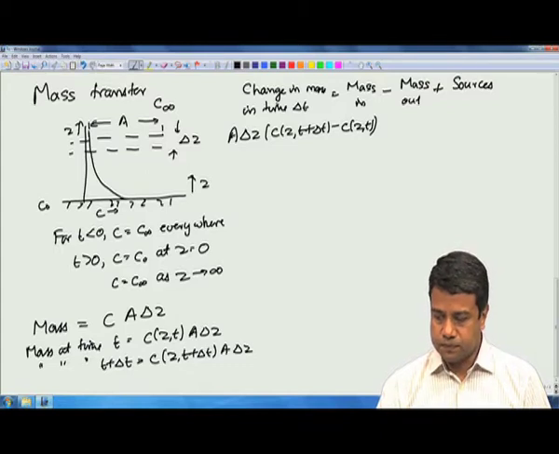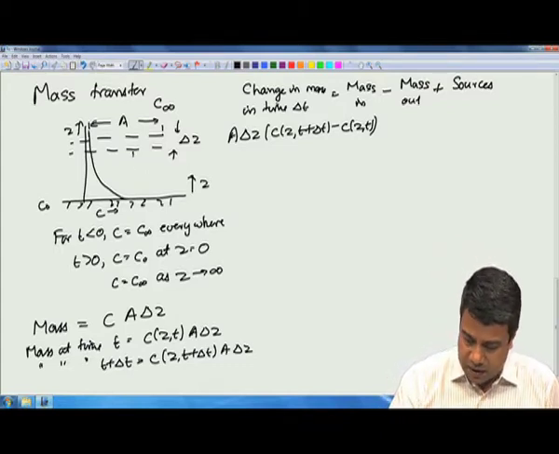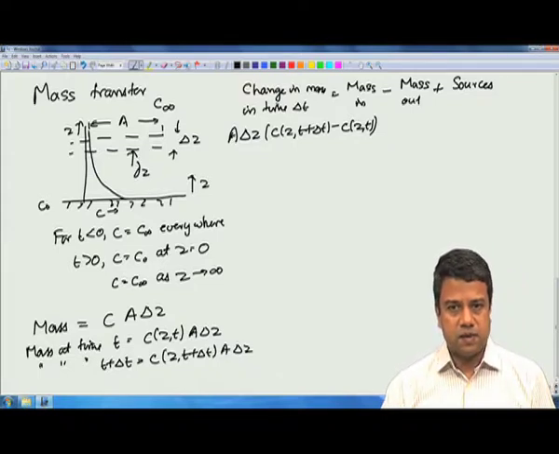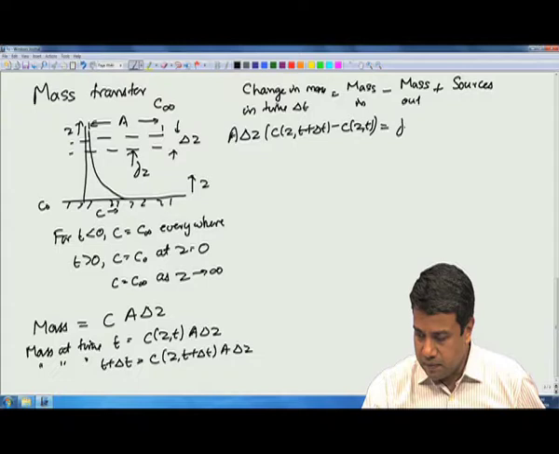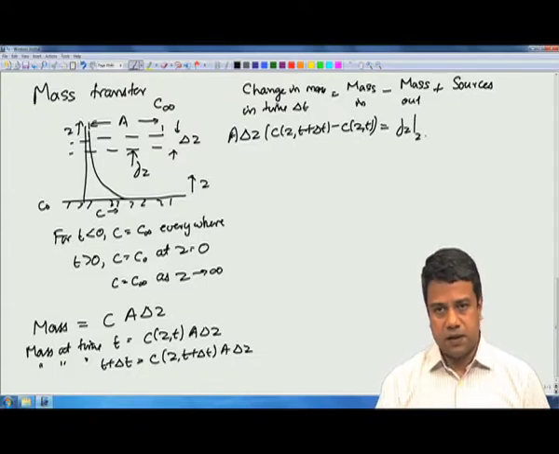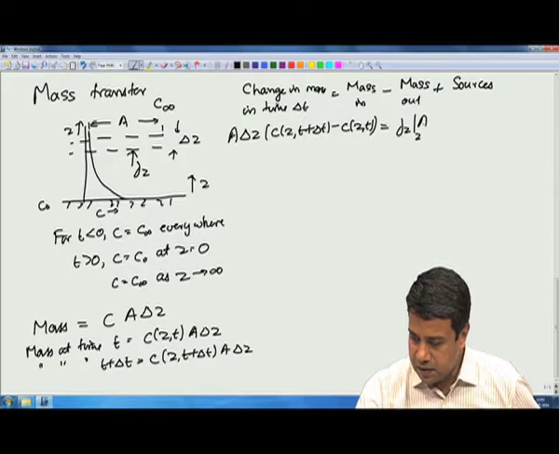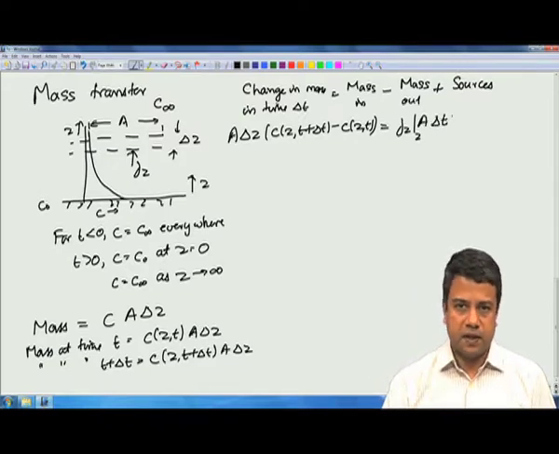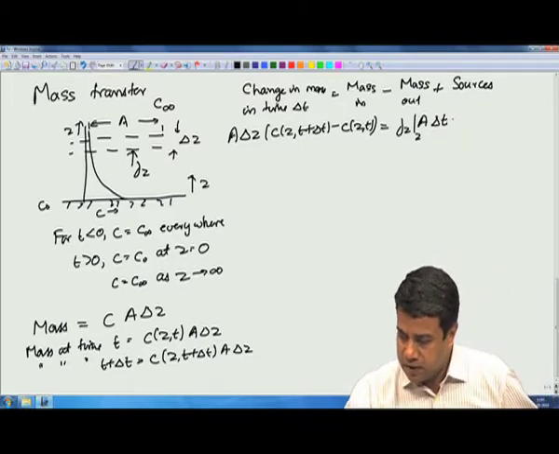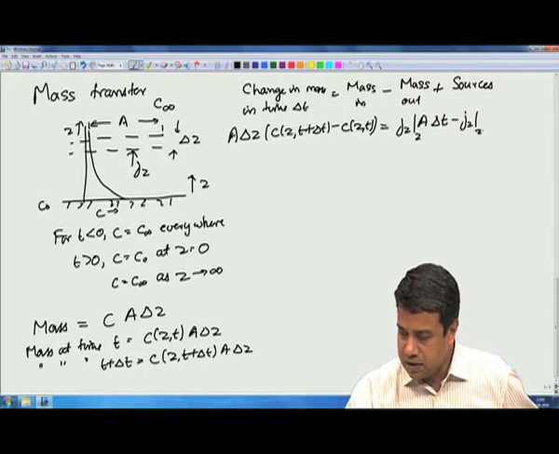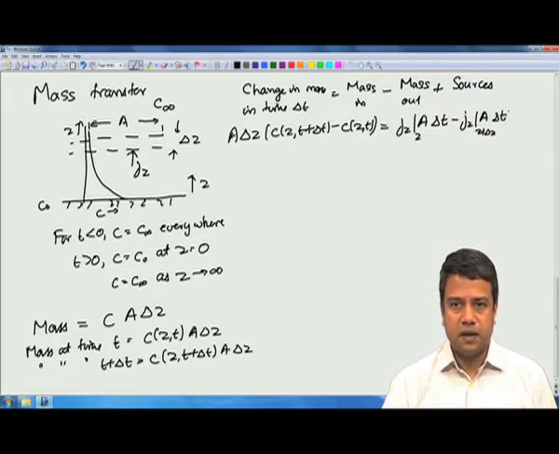That is going to be the change in mass within a time delta t. It is equal to mass in at the location Z: the mass flux times the area times the time interval. This is going to be equal to the mass flux at the location Z, that is the mass in, times the area times the time interval. So, that is the mass in within this time interval delta t, minus the mass flux at Z plus delta Z times A times delta t, plus any sources or sinks of mass.